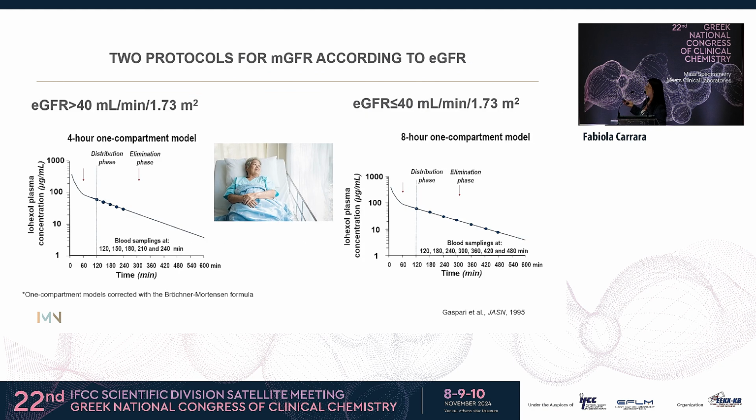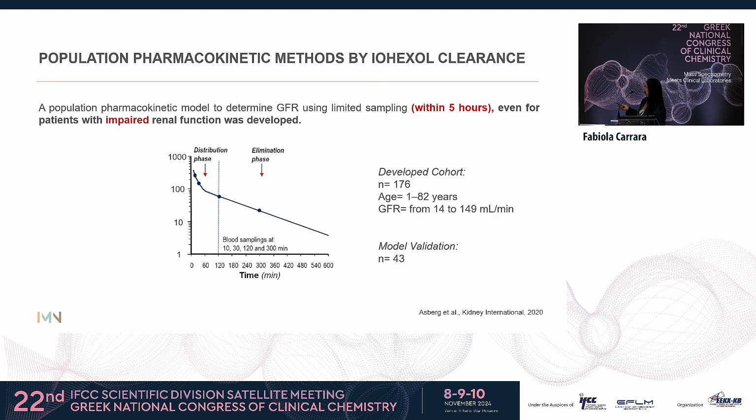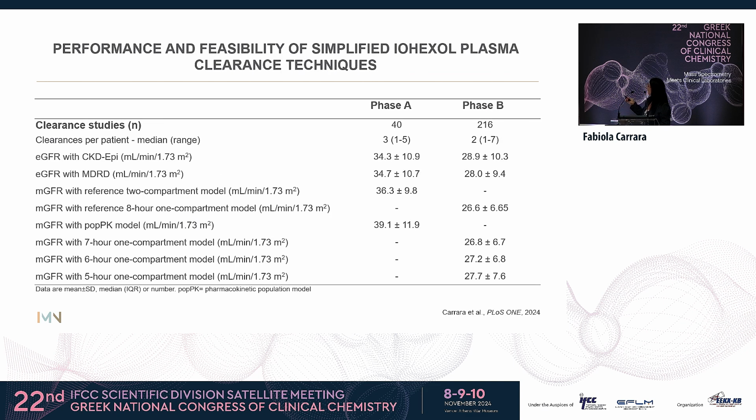We collect only in the elimination phase, and they collect here. So I recalculated with our data available in the 30 clearance study to compare the population pharmacokinetic model with our reference 2-compartment model with a full kinetic profile. And this is the phase A study.